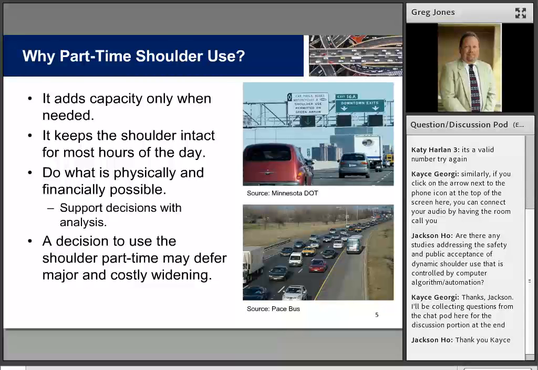So also by utilizing part-time shoulders, you're really moving forward with what we call performance-based practical design, where you look at trade-offs and try to do what's physically and financially possible within the parameters that you have available to you, by using engineering analysis to determine which of those trade-offs makes for a better solution. So a decision to use part-time shoulders could possibly defer a major or costly widening project for a number of years. And we'll talk about a few of those applications later on as we go through some of the examples.